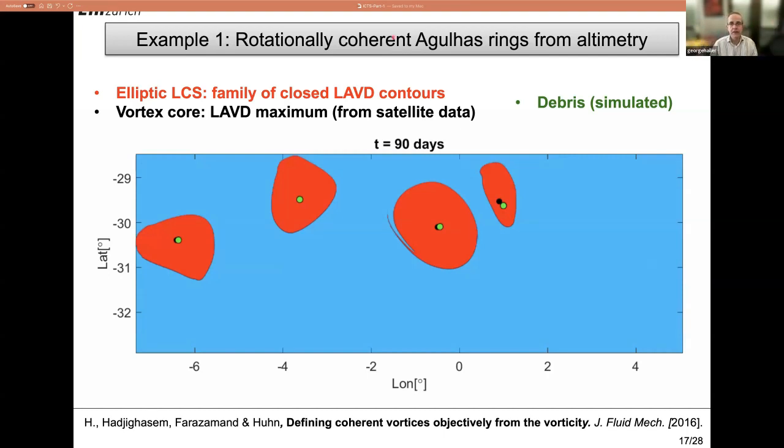One more question I see there, please. Yes, just a question that just appeared. Can LAVD extremum coincide with track the ocean surface drifters?